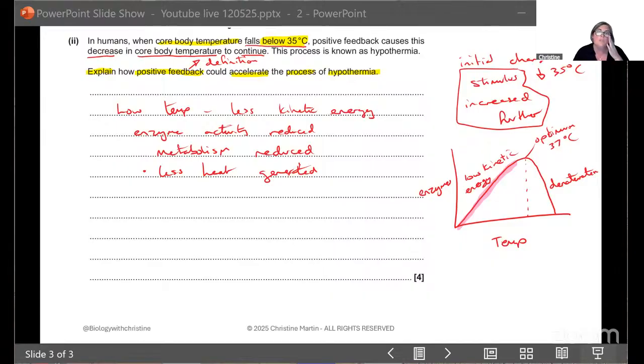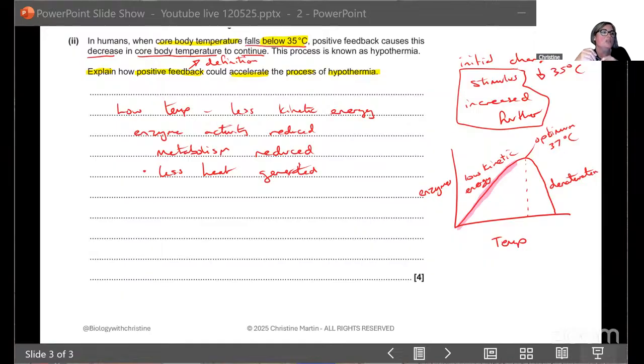So it's really important that you don't just jump to denaturation unless they've told you that the enzyme activity has dropped down, or they have said in the question it's gone past the optimum. That's another thing: take your time when looking at the question.